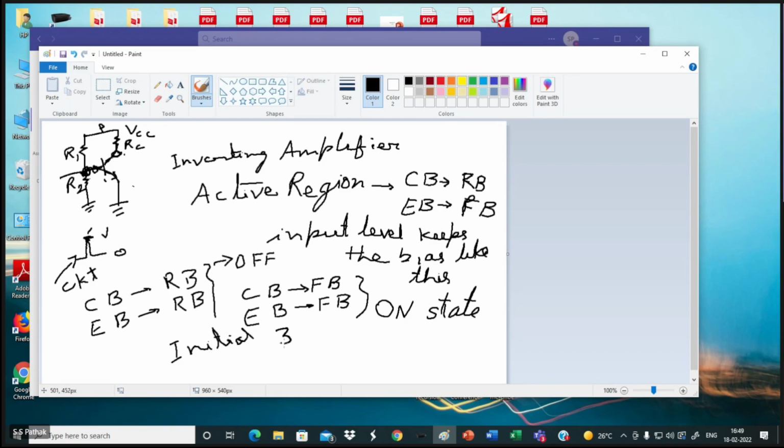Initial bias is when the pulse is not applied. The switch should be in the off state. So the switch is biased such that it remains in the off state, not in the active region. Off state is nothing but what I also call the cutoff region.